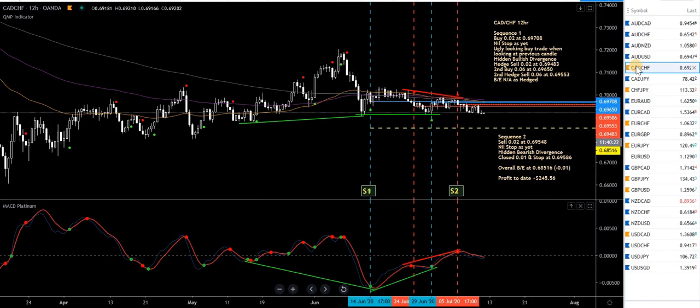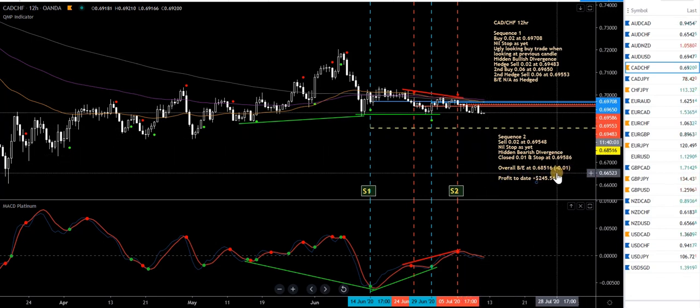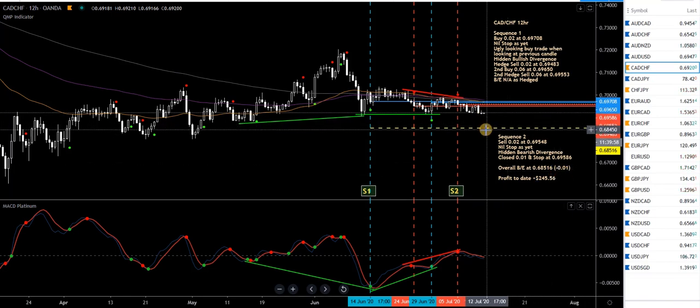CAD Swiss. What have we got here? Sequence 1's a buy. Sequence 2 is a sell. Got a stop in place up here. Already closed half, as the MACD Platinum went through the zero level. Sequence 1 I've got to work my way out of. If it gets down here, it's overall break-even level. That's because it's negative 0.01. It's got to get down to it, below it.